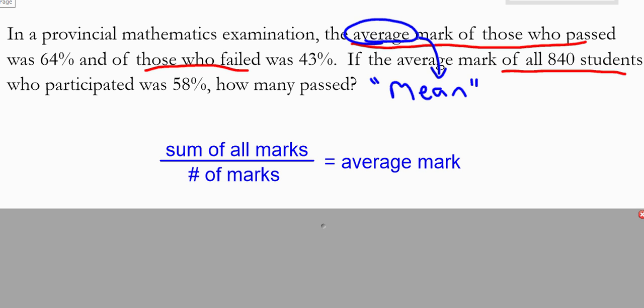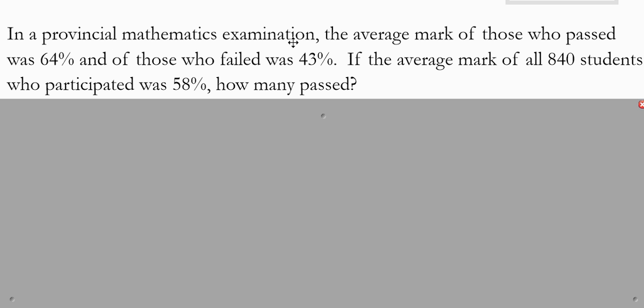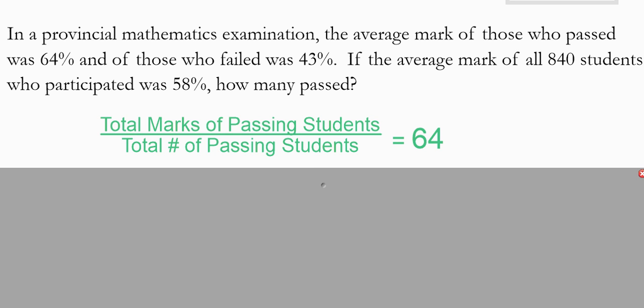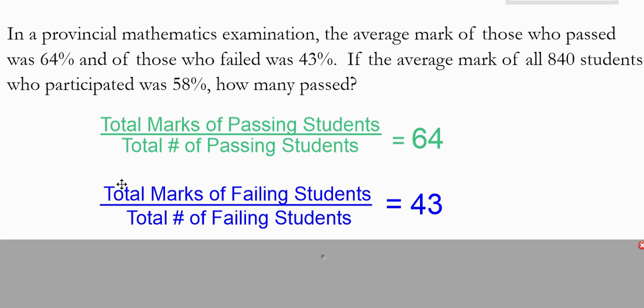So let's reread the question and make note of anything we have to make note of. Again, we have the average mark of those who passed was 64%. So here's what I've done. If the average mark of those who passed was 64%, I've set up this equation. I know that the total number of marks from passing students divided by the total number of passing students would be my calculation for average, and the average is 64%. I also know that the average of those who failed was 43%. So again, if I took the total marks of all the failing students and divided by the number of failing students, I would get 43.